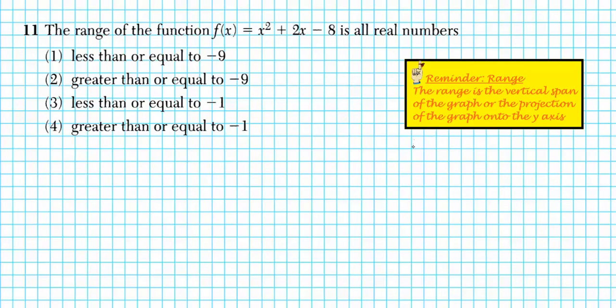So one reminder concerning range, we have range and domain. The difference is range has to do with the vertical span of the graph. How high does the graph go? How low does it go? Or you can think about the projection of the graph onto the y-axis. So you're looking at the set of acceptable feasible outputs for a function, okay? On the flip side, the domain is the inputs, the horizontal span of the graph or the projection of the graph on the x-axis. Okay, so in this case, we have a parabolic function because the highest degree is 2.